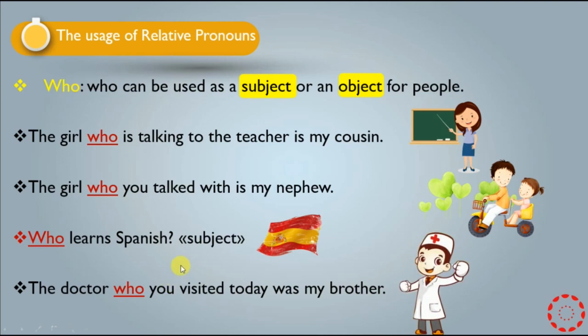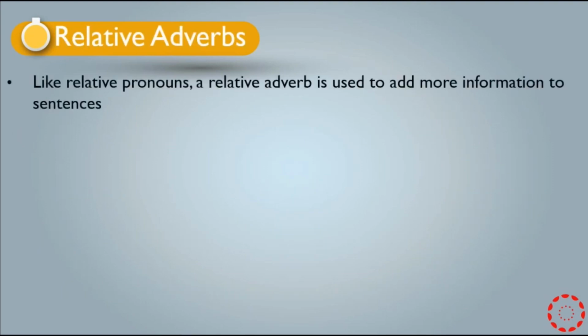Why do we use relative pronouns? In order to get rid of repetition. I'm not going to say the doctor or the doctor again. Instead of that repetition of the doctor, I'm using who, which refers to the doctor. Is it clear? And relative adverbs, like relative pronouns, a relative adverb is used to add more information to the sentence.